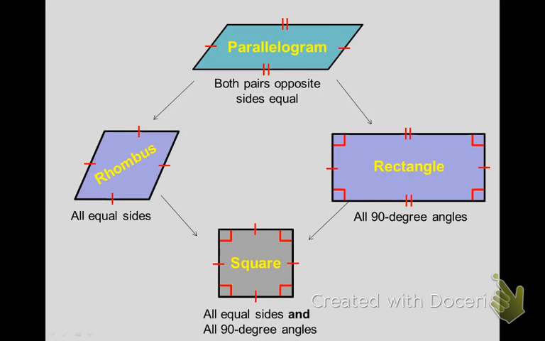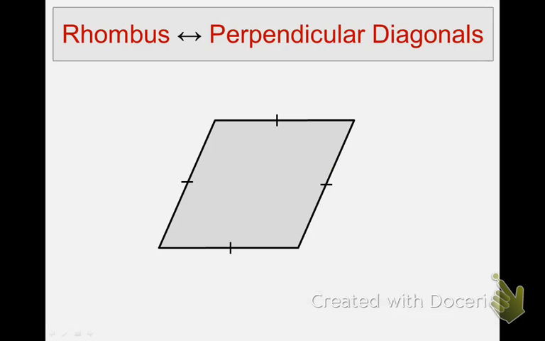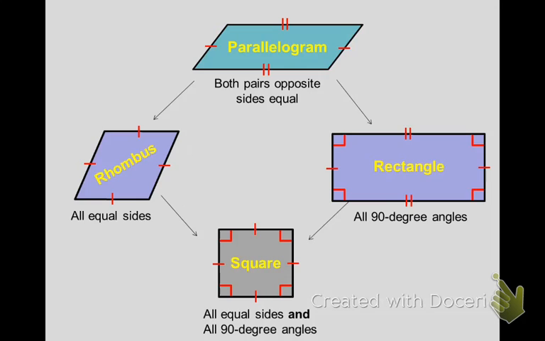A square is the combination of the two. Oops, I'm sorry, guys. I did not mean to do that. Give me 1 second. There we go.